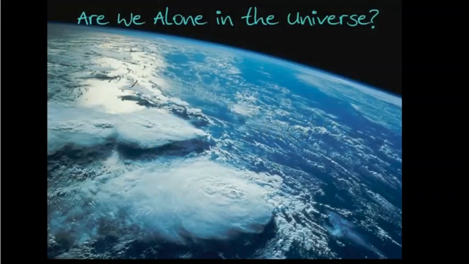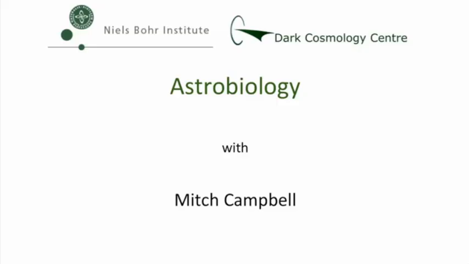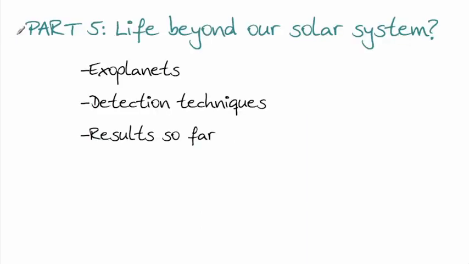In part 5 of this series, Are We Alone in the Universe? We're going through astrobiology again, and our main question here is life beyond the solar system. Before, we've been looking for life in our own solar system, so planets around the sun or even moons of some of those planets. But now we're going to set our sights a little bit further out. Now we're going to be looking at places that are not around the sun.